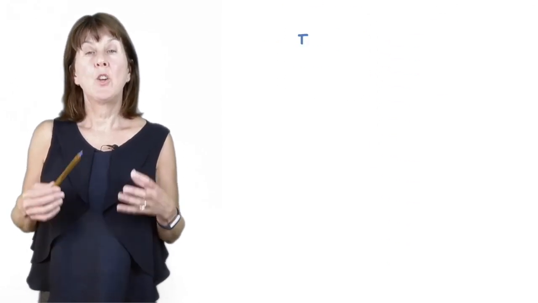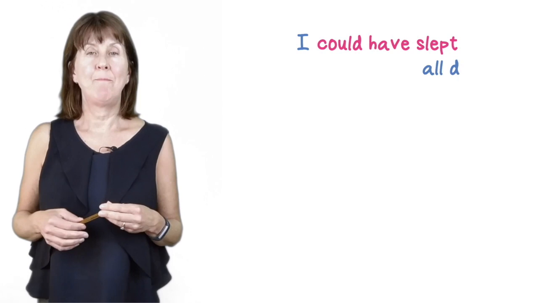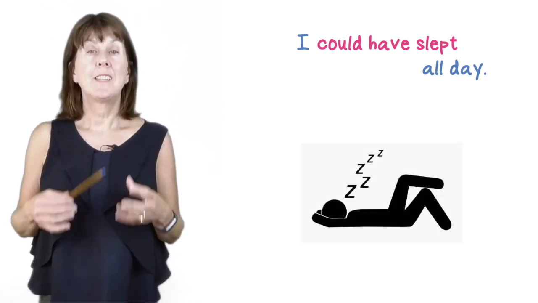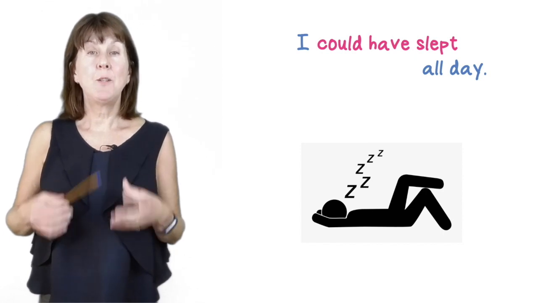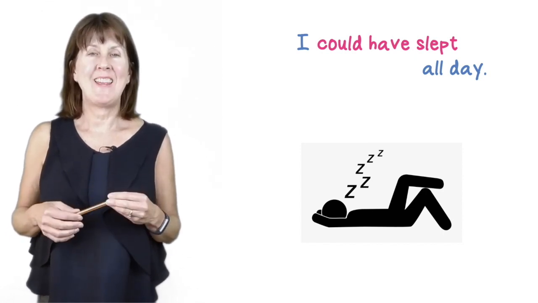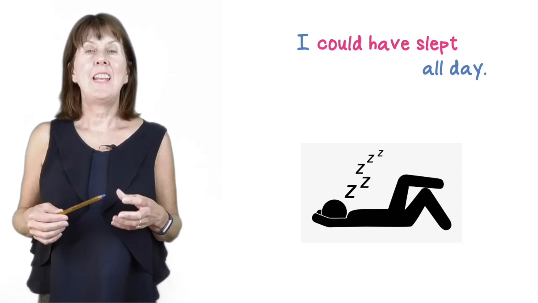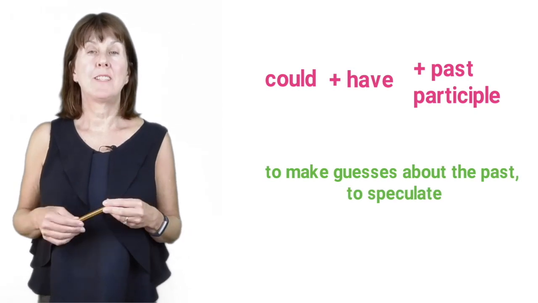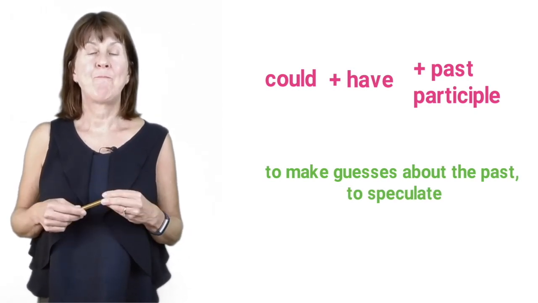Or, I could have slept all day, but I didn't. I had the opportunity to sleep all day, but I didn't do it. I didn't sleep all day. Thirdly, we also use could have to make guesses about the past, to speculate.